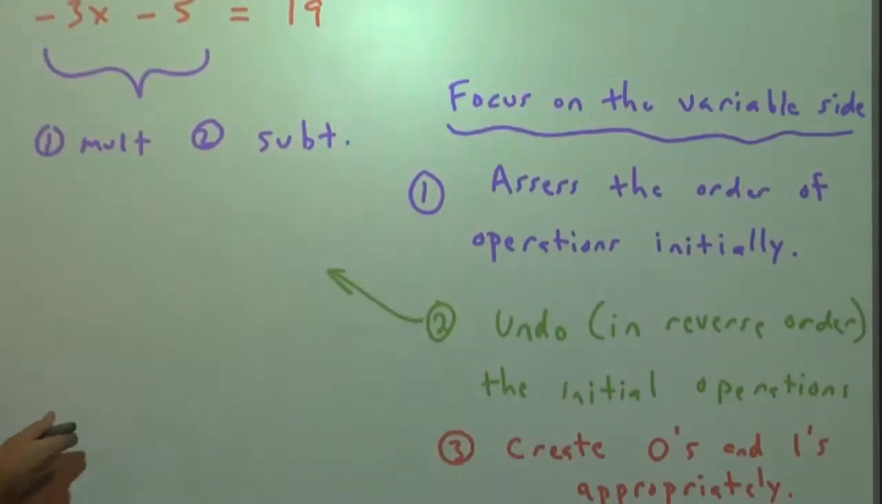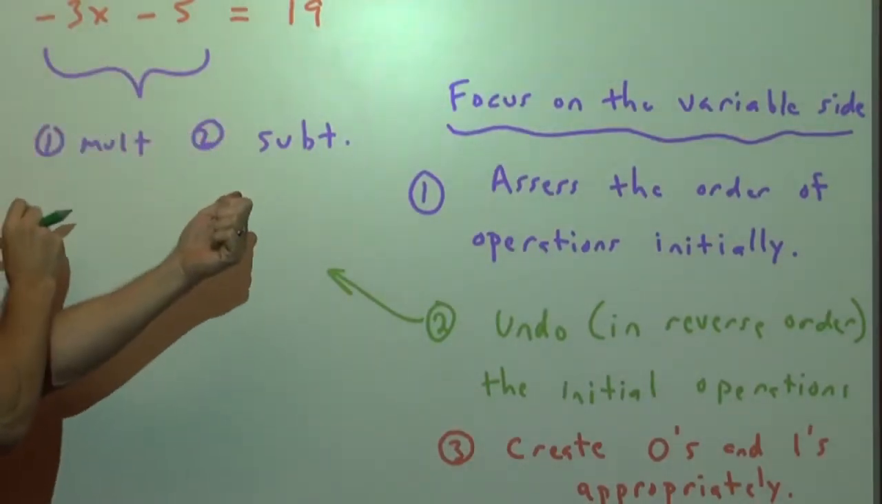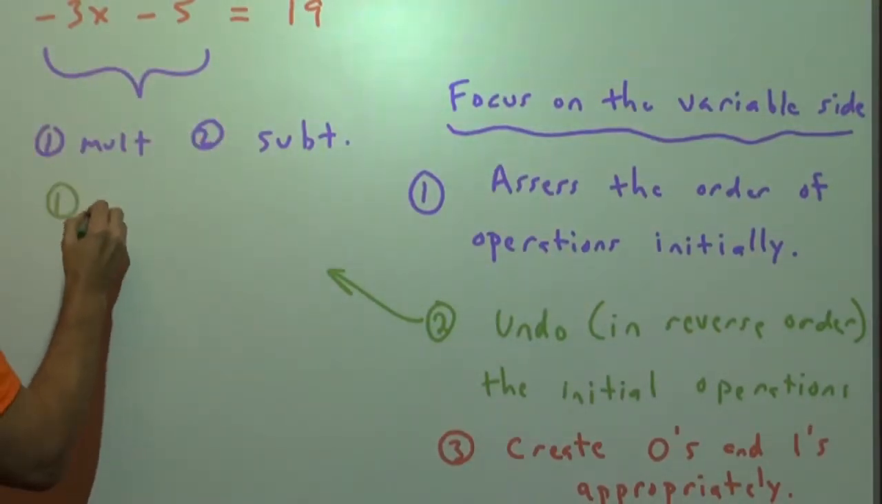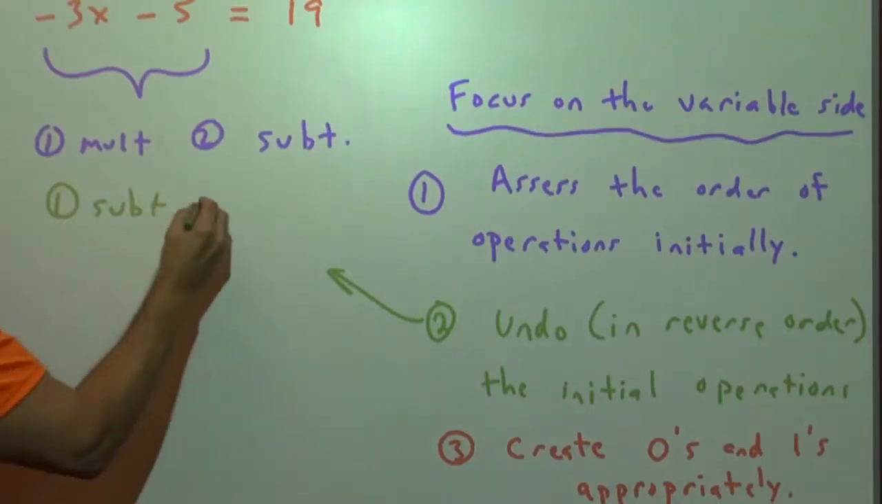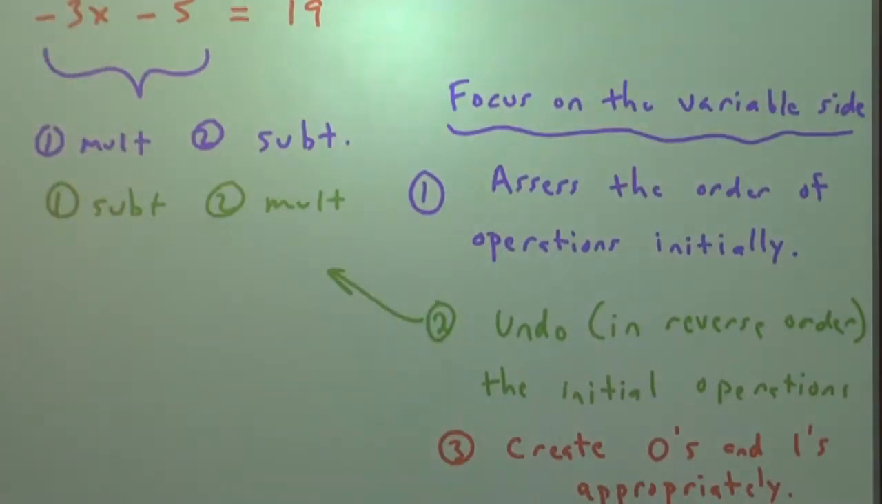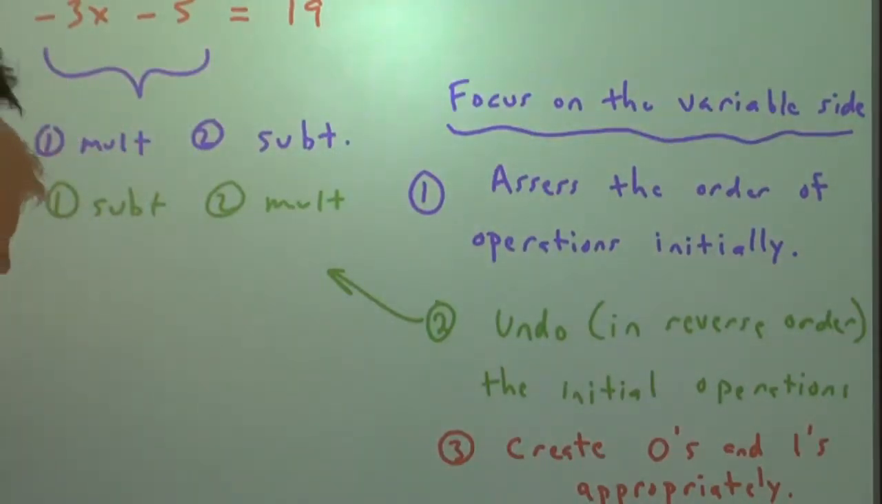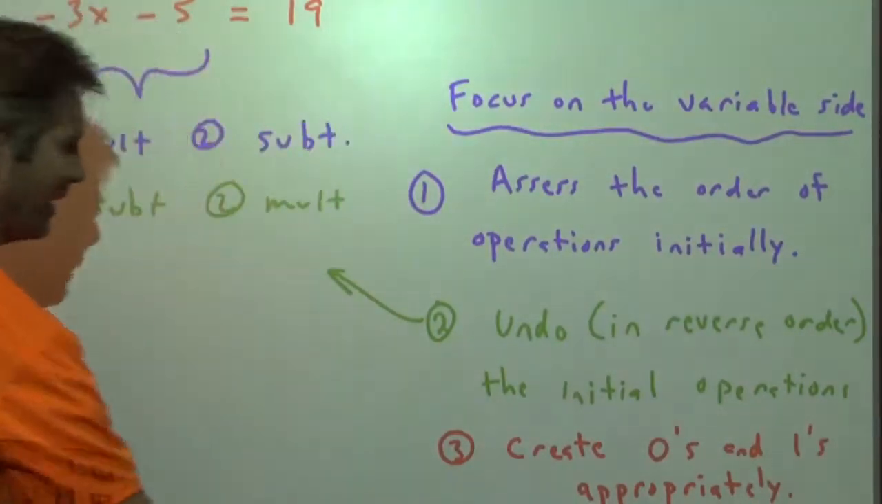So we go over here, and the way to undo stuff to get down to x is to go in reverse order of what we did before, which means we're first going to take care of the subtraction, then we're going to take care of the multiplication. And that's our game plan. So now we're going to address that, and we're going to create zeros and ones, the additive and multiplicative identities, in order to come up with the correct answer.